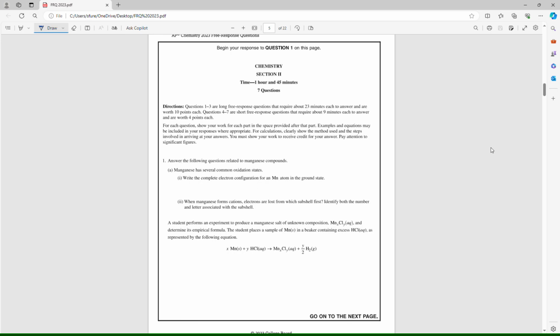But let's do this 2023 FRQ for AP Chemistry. Number one, manganese has several common oxidation states. No one cares. Write the complete electron configuration for a manganese atom in the ground state. Ground state just means not excited.